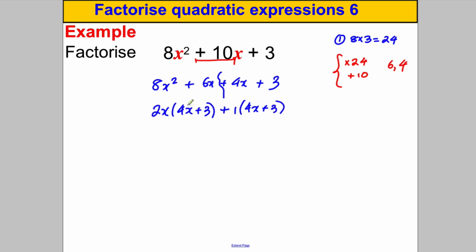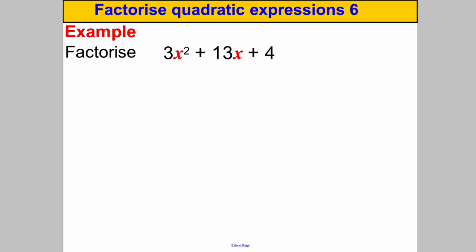Can you see that the 4x add 3 is here and here? So we can factorise that out the front, 4x add 3, and we're left with a second bracket, 2x add 1. And all the way along I should have written my identical signs, but there you go, I factorised this. Next one, pause the video, have a go.